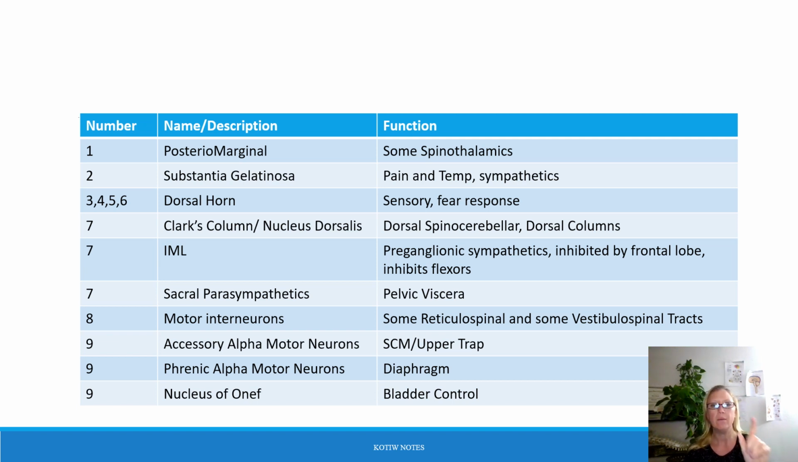Number 8, motor interneurons. This is going to be some of our reticulospinal fibers and vestibulospinal fibers. Number 9, accessory alpha motor neurons, SCM and upper trap, accessory nerve. Number 9 again, so we have 9, 9, and 9 here. Phrenic alpha motor neurons, diaphragm, C3, C4, C5. And number 9, nucleus of Onuf. This is going to be in the sacrum, and this is bladder control.